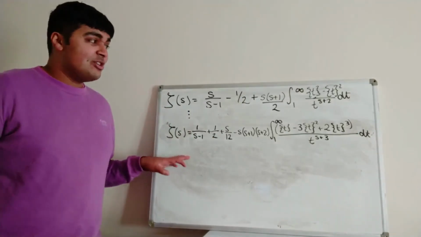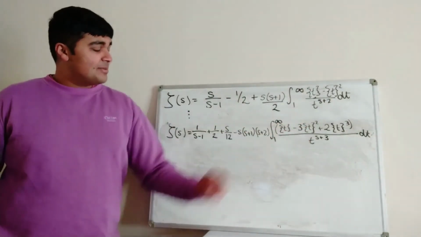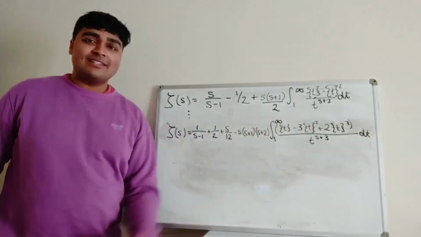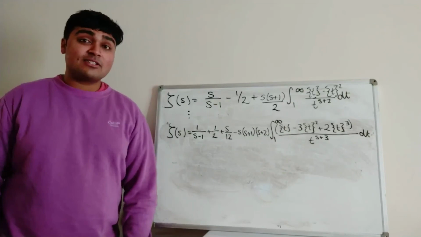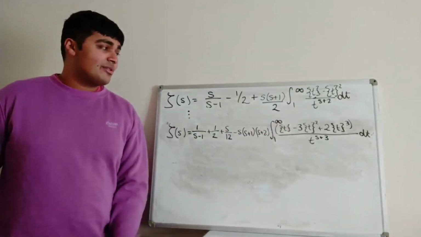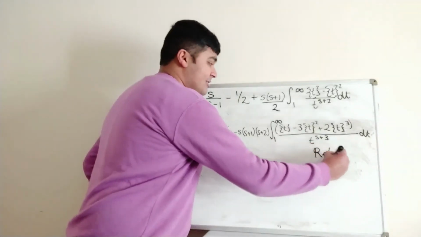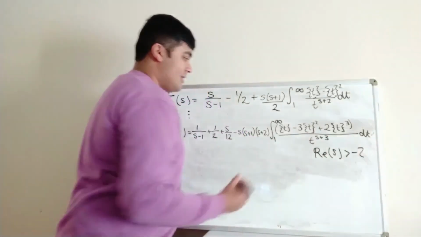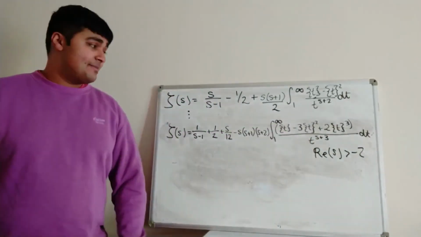But for now, we're just going to use this thing here, and as we see, everything in the numerator is between 0 and 1, so this numerator is nice and bounded. So we've just got something bounded divided by t to the s plus 3, so that thing is certainly going to be integrable. The integral, sorry, is going to converge for real part of s bigger than minus 2.